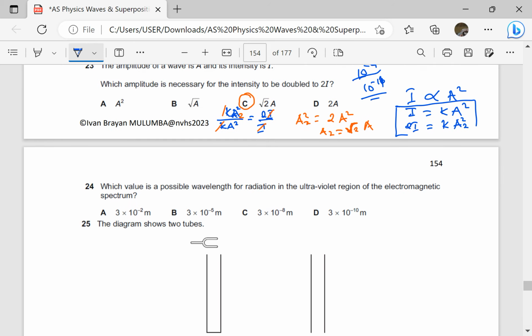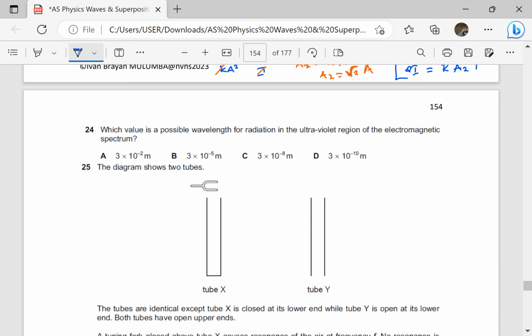Which value is a possible wavelength of radiation in the ultraviolet region of the electromagnetic spectrum? Ultraviolet, that is after violet. And of course, after violet, if you are an expert in this, you don't even need to state it, you know the answer is approximately 3 times 10 power negative 8.